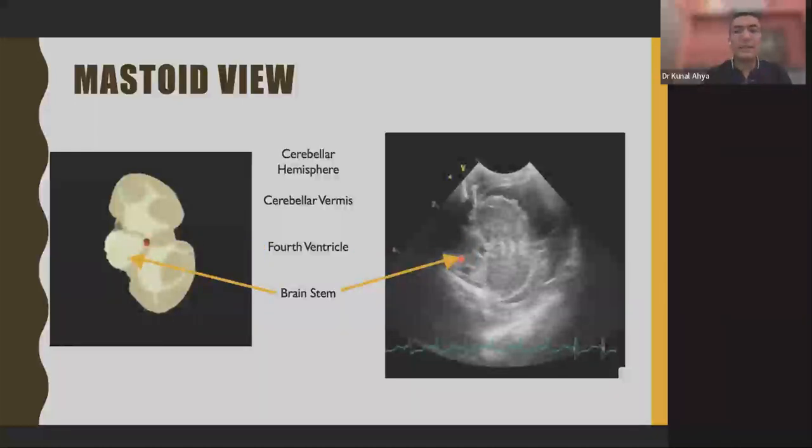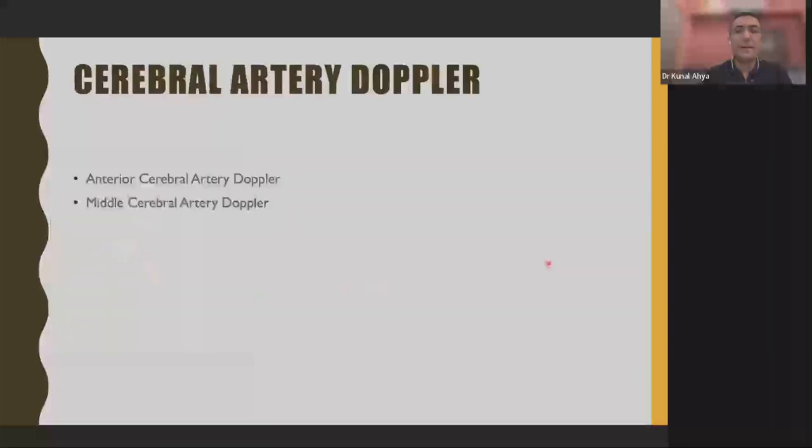So these are the structures which you can identify. Behind that again you sometimes see these bright hypoechoic areas, that is the cisterna magna. Okay, so these are the commonest views which we see. So we see the anterior fontanelle, then we see the mastoid view, and we also see the sphenoid view, that is in front of the ear.